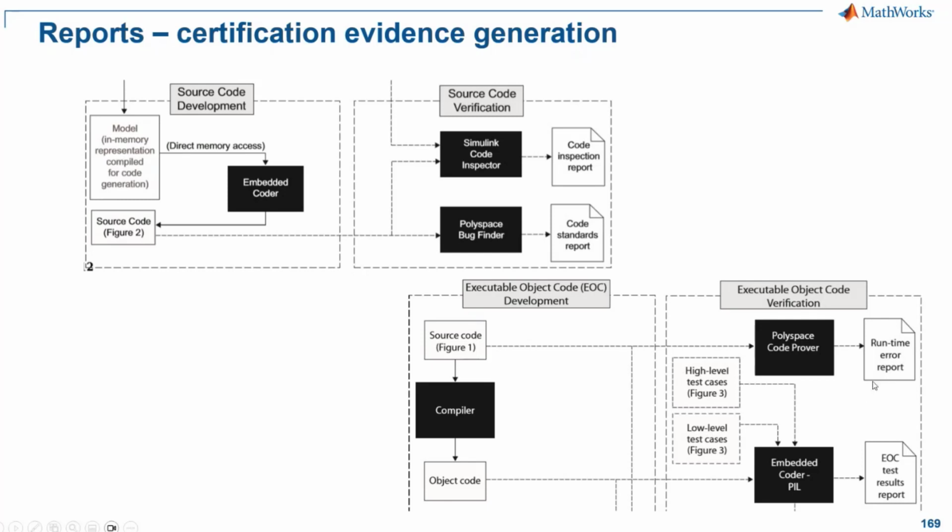And in the runtime error, you can also have things like data flow and control flow analysis, overflow, and something like that. Another workflow is, for example, using processor in the loop. But that is a little bit how, in general, if you apply Polyspace until the end, you can generate different reports for certification.